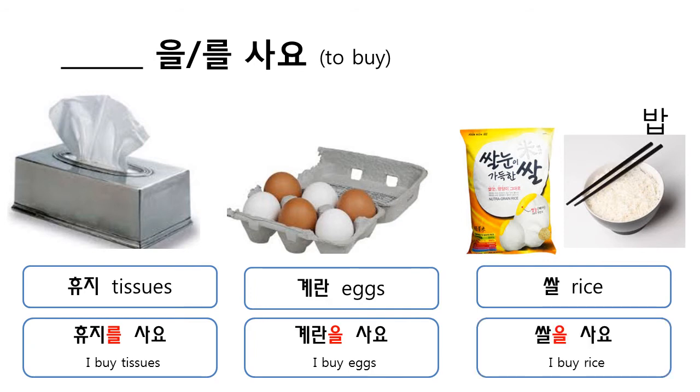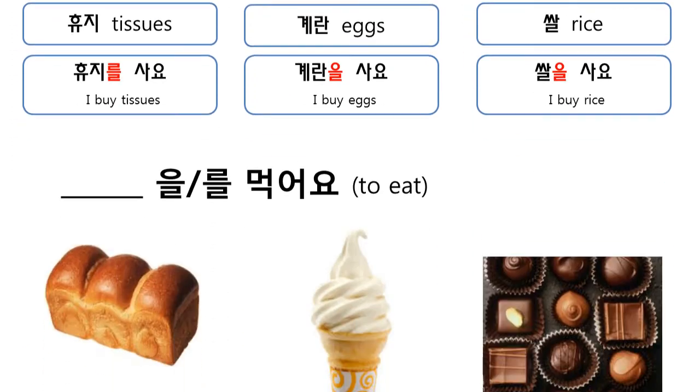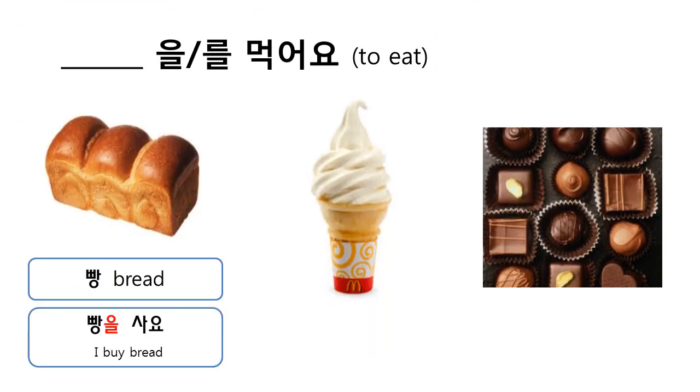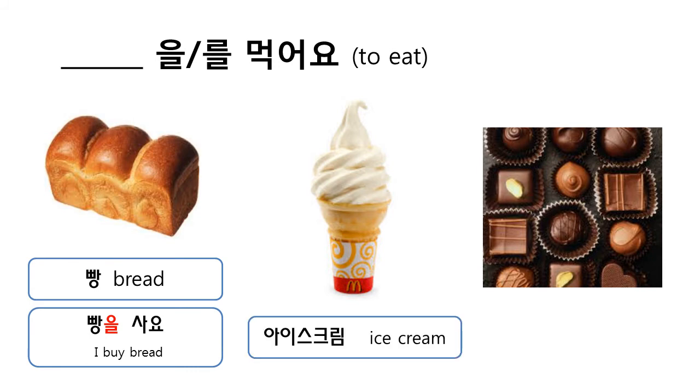쌀을 사요. So if you say I'm buying rice, you'd say 쌀을 사요. If you're saying I'm eating rice, then you would say 밥을 먹어요. Okay, bread is 빵. 빵을 사요. I'm buying bread. Ice cream ends with a consonant, the m consonant, so we would add 을, not 를.